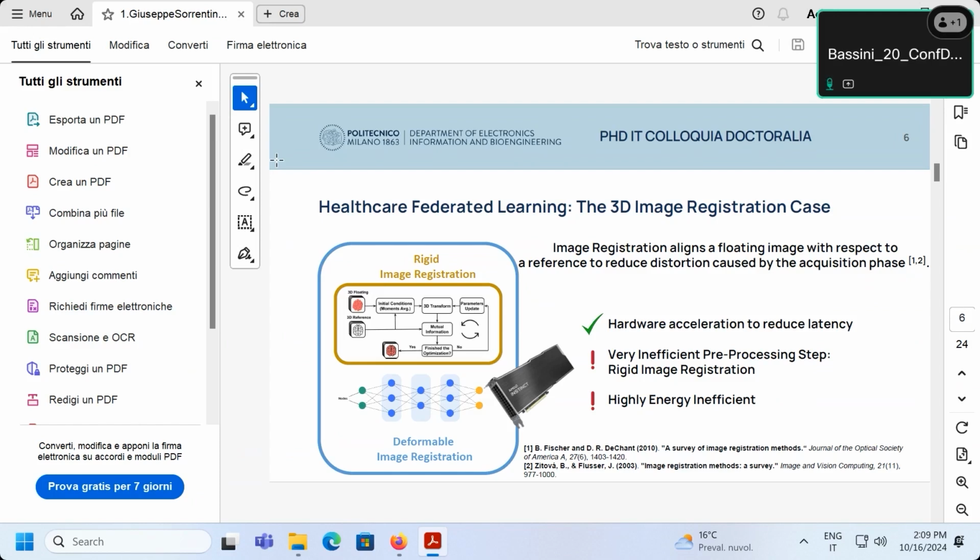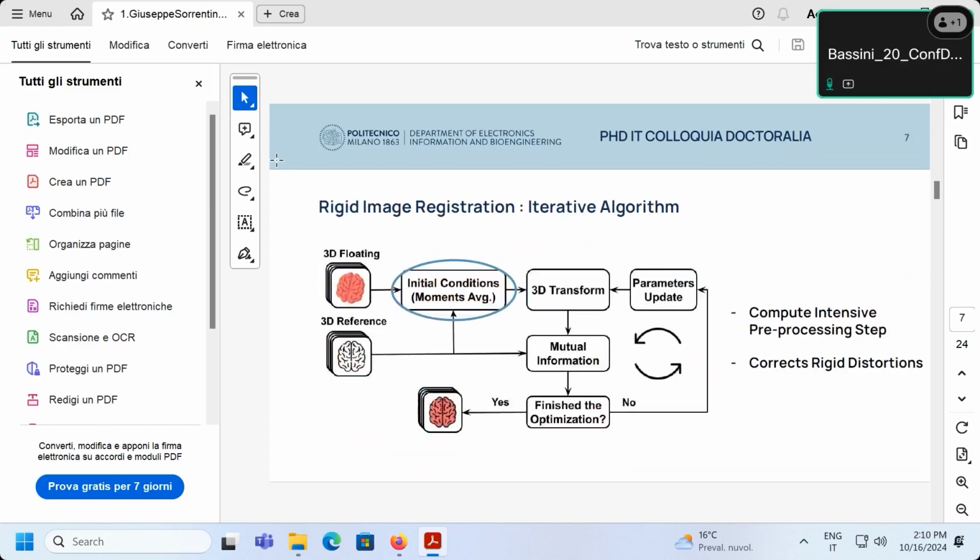Just to go into detail on the pre-processing step, we have an initial condition computation that allows us to compute some transformation parameters that are used to transform the floating volume. Then the transformation is evaluated through a metric, and we usually prefer mutual information to compare multimodal images. And depending on the outcome of this metric, we can decide whether to retrieve the output or look for other parameters. Well, this step must be repeated multiple times.